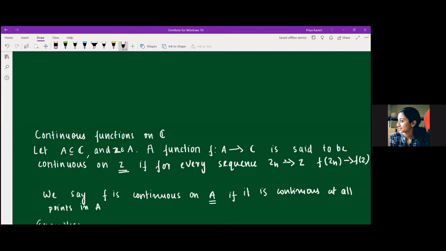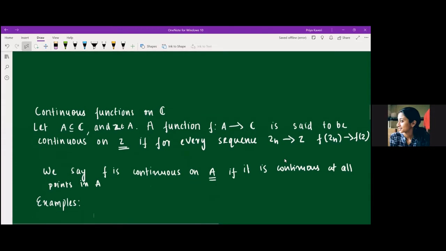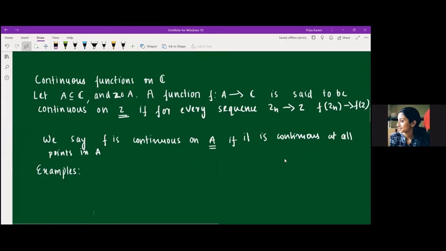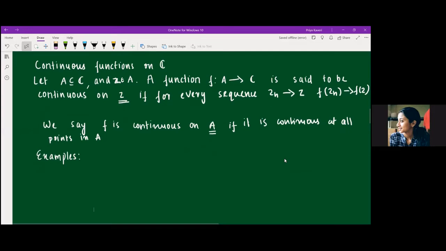Now we will try to see some examples. What is the easiest example of a continuous function? A constant function. If we say f of Z equals c, where f is from C to C, then is it continuous? Yes. If we take any point Z in C, and consider Zn which converges to Z, then f of Zn will be the constant c, right? The constant sequence c converges to c, which is f of Z. So the constant sequence is converging.